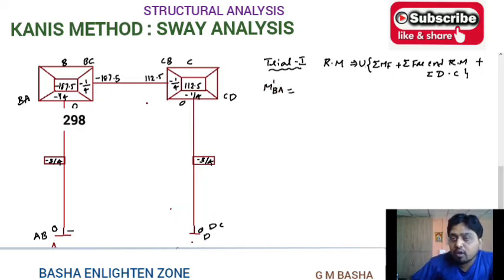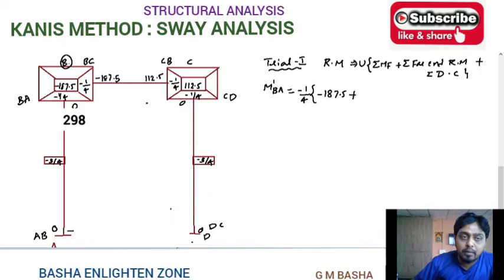I already gave that formula. If you want BA rotation moment, multiply the rotation factor for BA. Here rotation moment M'BA equals mu, which is minus 1 by 4, into the balancing moment, which is sigma MF. For both BA and BC it will be minus 187.5, plus sum of the foreign rotation moments. So you can observe clearly we are talking about joint B.